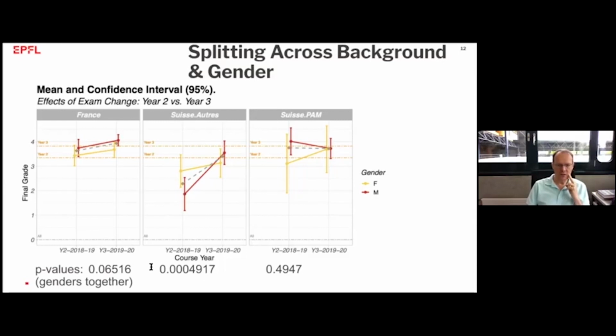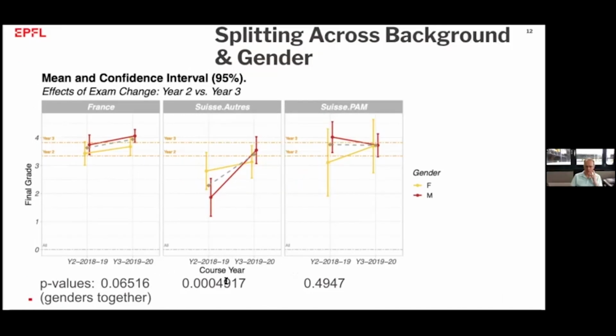So here you see the p-value of the gray curve, sorry, of the genders together. The p-value is really low, so it's statistically significant.